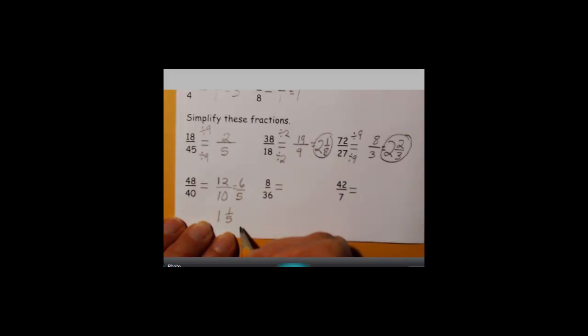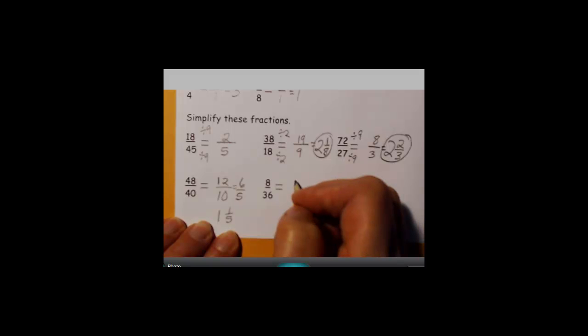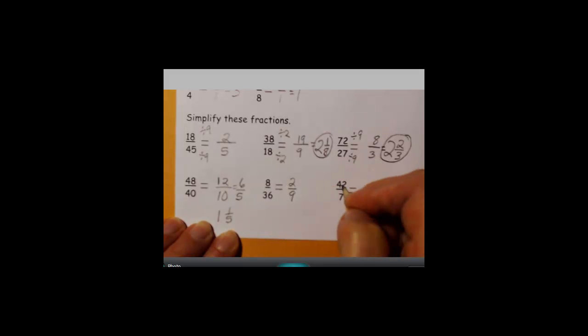Okay, our next one, they're both divisible by 4, and that would give me 2/9. So nothing major going on there. Here, 7 goes into 42 6 times, and I can just simplify it by converting to a whole number with nothing left over.